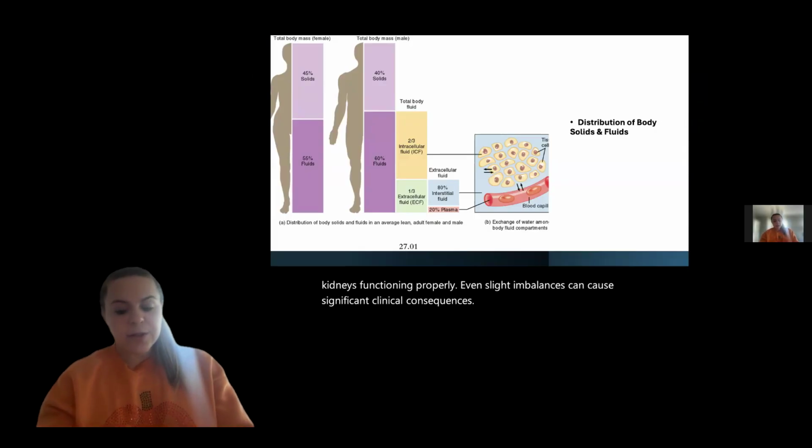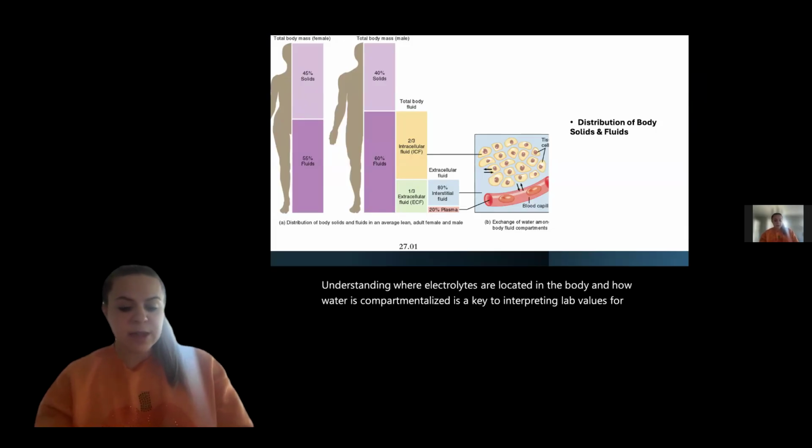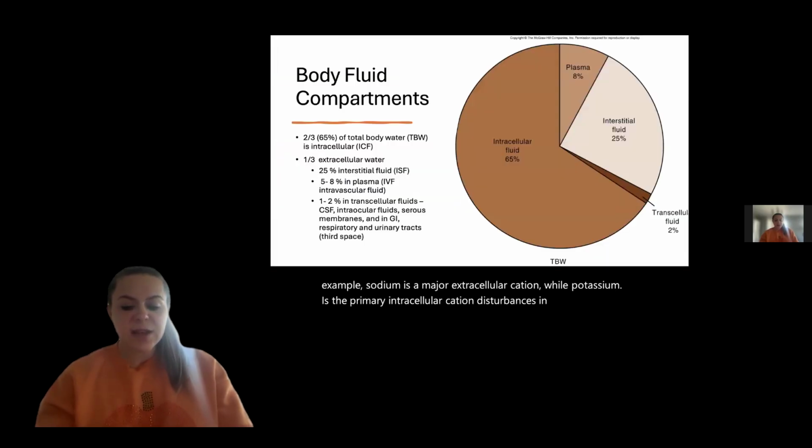Even slight imbalances can cause significant clinical consequences. Understanding where electrolytes are located in the body and how water is compartmentalized is a key to interpreting lab values. For example, sodium is a major extracellular cation, while potassium is the primary intracellular cation. Disturbances in these distributions underlie many clinical conditions.